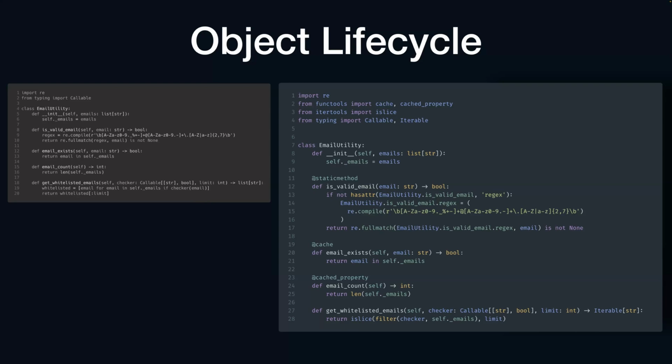Get whitelisted emails obviously should be an iterator because we shouldn't calculate everything just to get a small subset from the list. So we are using the filter function, given a list and a checker as the filter function. It will return you an iterator over that list that will only yield the items that pass that filter function. We use the islice function over that filtered generator just to get the first items from that generator according to the limit that's given. So again, this looks good.